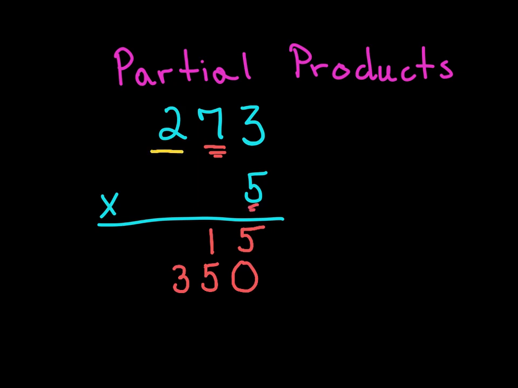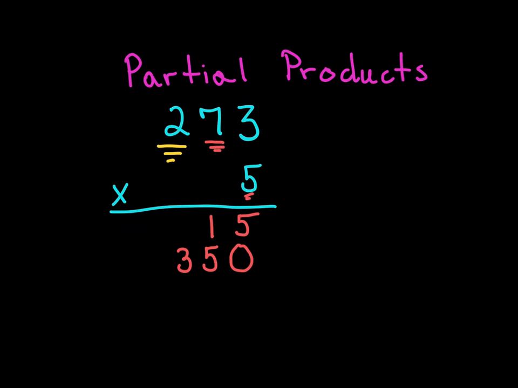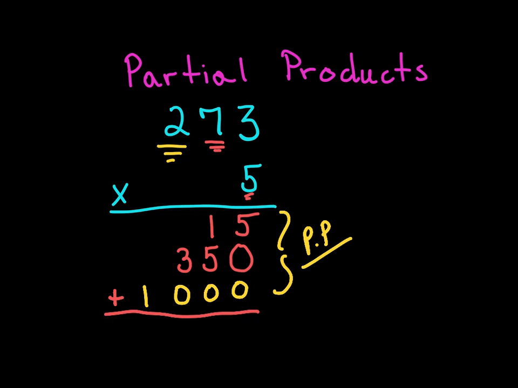Now we're going to go to the hundreds. That's not a 2. It's 200. We have 200 times 5. 200 hundreds times 5 ones. Well, 2 times 5 is 10, and we are in the hundreds place. So it's 1,000. Again, this is called partial products, and we always add partial products. So we get 5, 6 in the tens, 3 in the hundreds, and 1 in the thousands. So the product of 273 times 5 is 1,365.